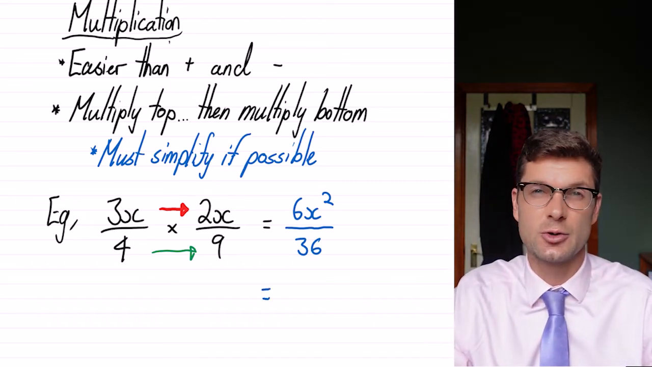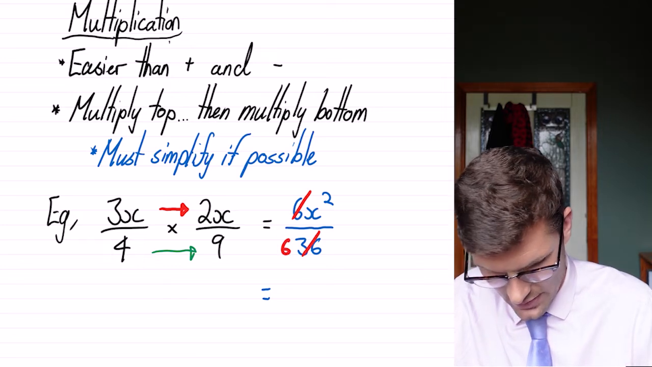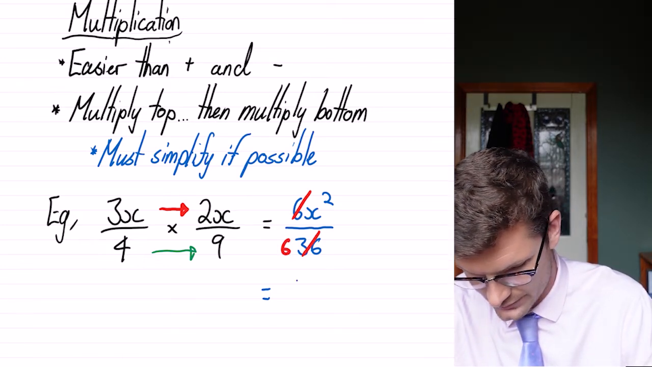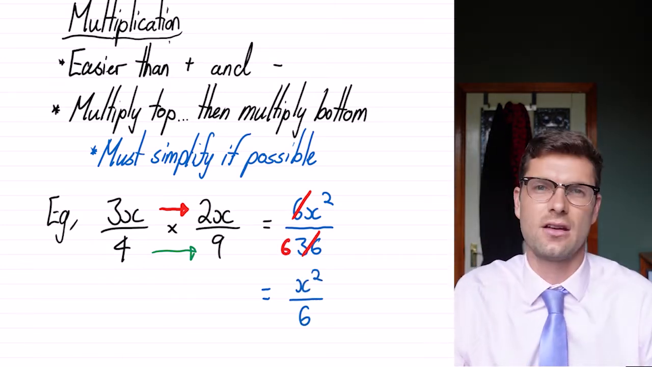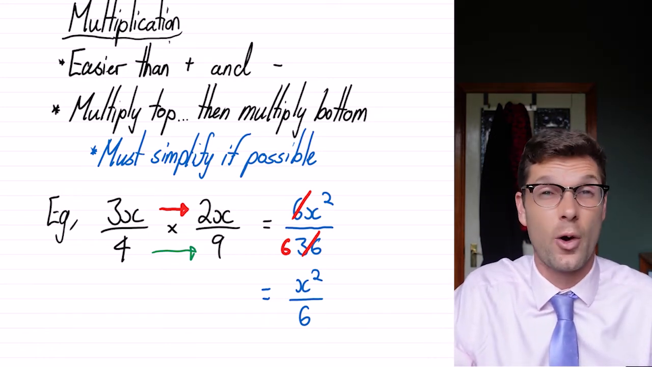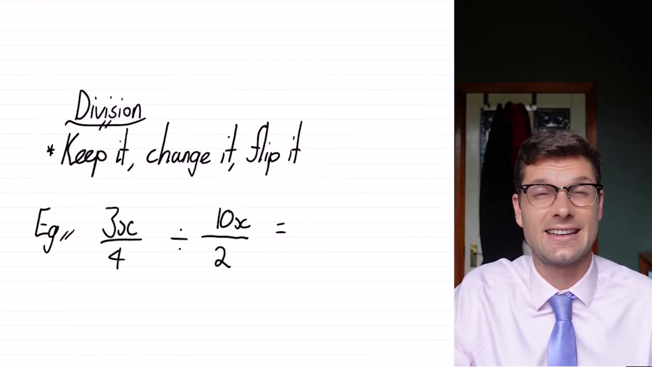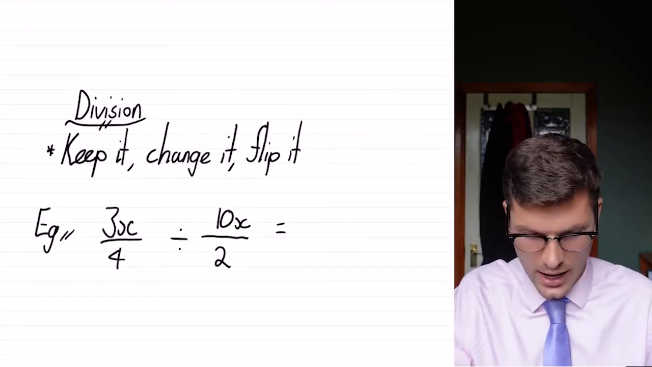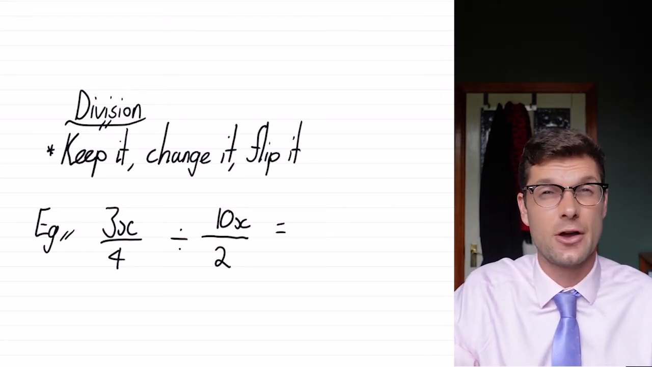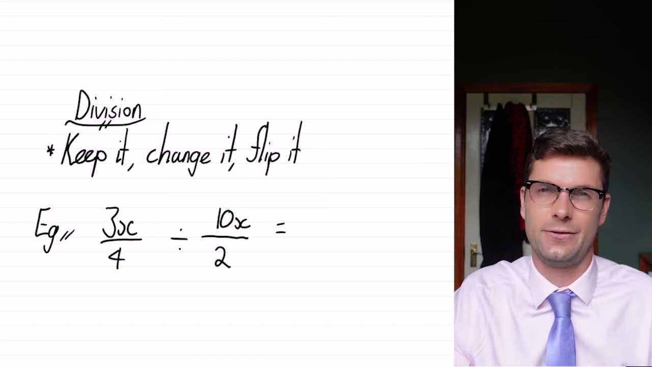6 is a common factor between both of these, so I'm going to cancel these out, and that becomes x squared over 6, full marks, done. So that multiplication I find quite a bit easier. The division's almost the exact same, you just have to do one step to start off. You have to keep the first term, change the division to a multiplication, and flip the last term.